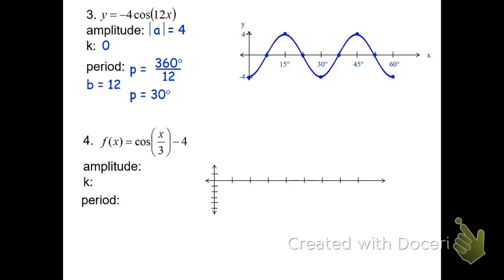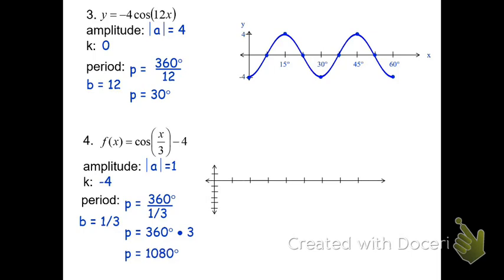Example number 4, we have f of x, this is the function now, f of x equals cosine of x over 3 minus 4. The amplitude is just 1. There is a vertical shift of -4. To find the period, we first find the frequency. The frequency here is 1/3. Dividing by 3 is the same as multiplying by 1/3. So 360 divided by 1/3, or if you prefer, 360 times 3, is going to be 1080 degrees. That'll be one complete cycle.